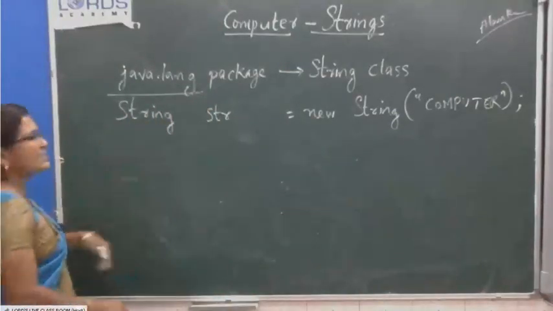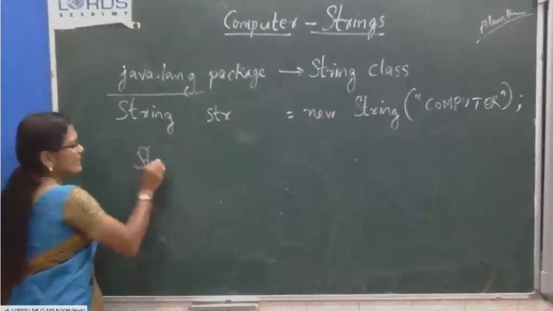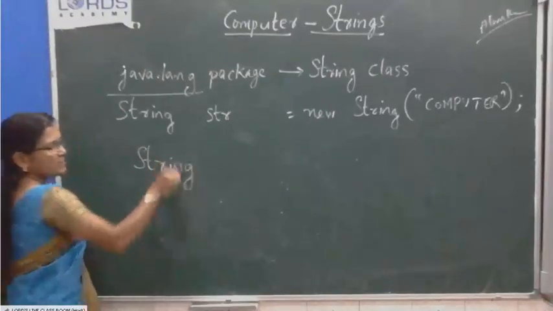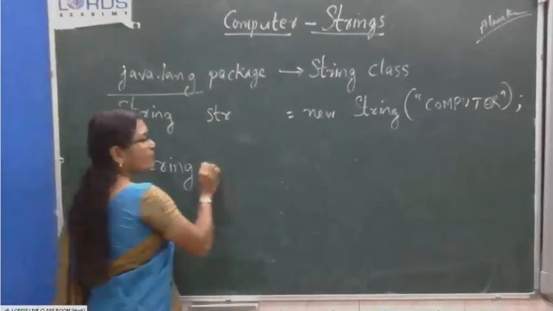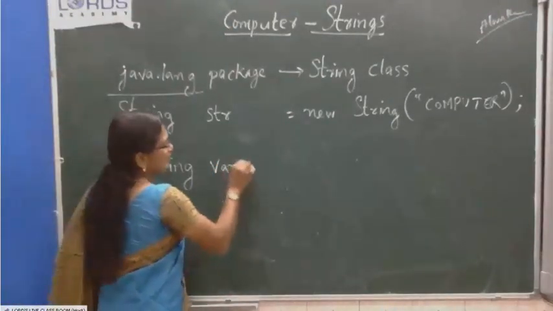The syntax for declaring a string type variable is: data type String, the type of data you want to store, then the variable, the name of the variable. So variable name.